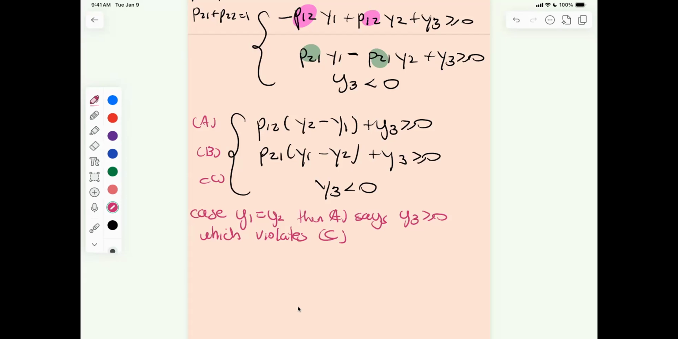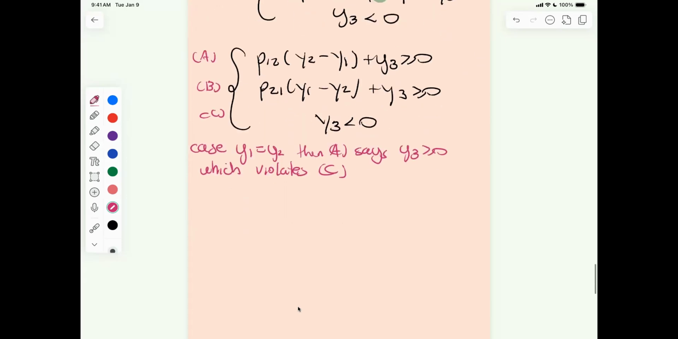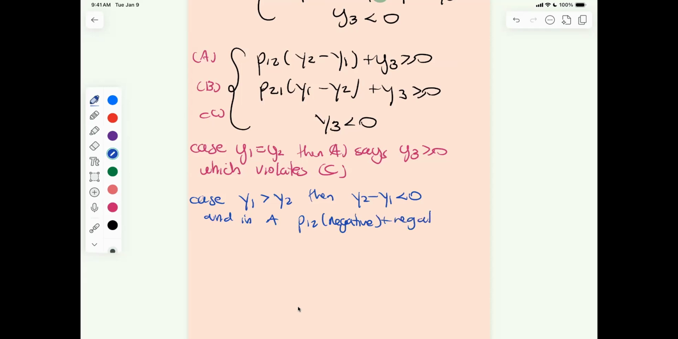Then what else could happen? It could be the case that Y1 is strictly greater than Y2. So if Y1 is greater than Y2, that means that this difference, Y2 minus Y1, is negative, right? And so in A, we would get P12 times something negative, plus a negative number, is greater or equal to 0, which is also not possible. So this is not possible.